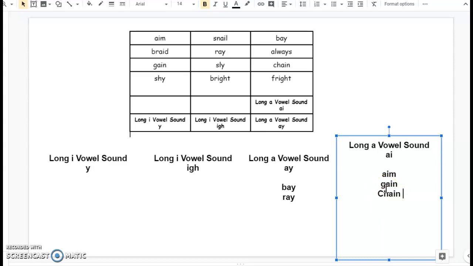The word chain. When we are pulling the dock out, we use a chain to help us pull it because it's heavy. Chain. Hook it up to the car to pull the dock out.